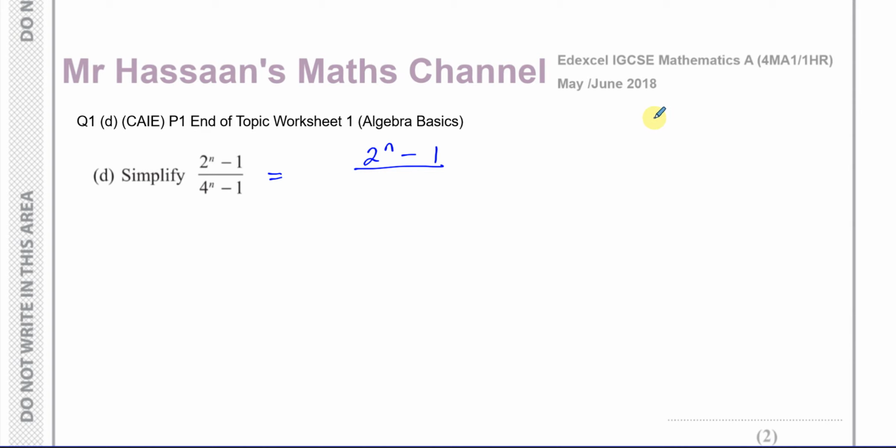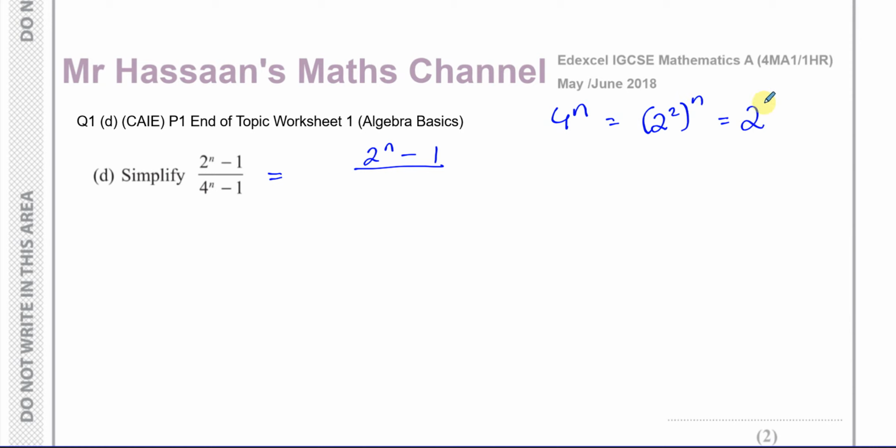Well, because we know that 2 to the power of 2 is the same as 4. All right. So we can say that 4 to the power of n is equal to 2 to the power of 2 to the power of n. And we know from our understanding of multiplying of indices that when we have a number in index form which is raised to a power, you can multiply these two powers. So this would be the same as basically 2 to the power of 2n.